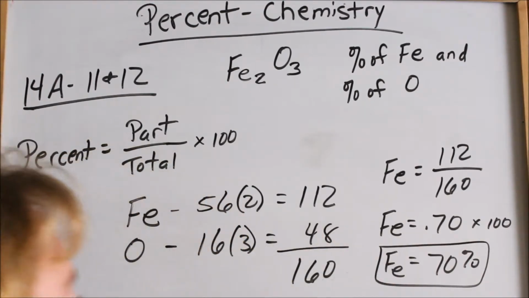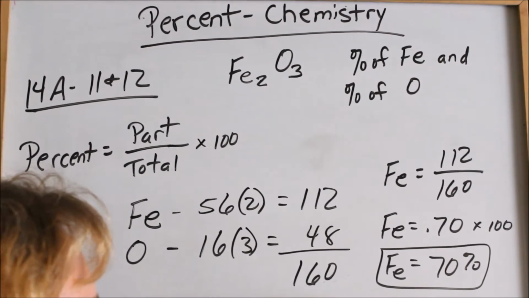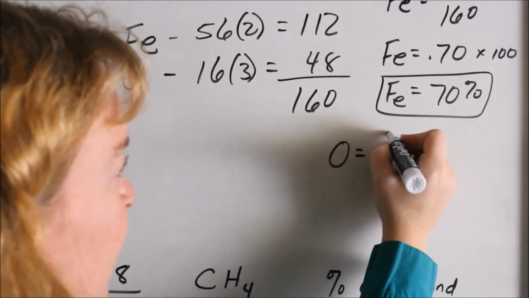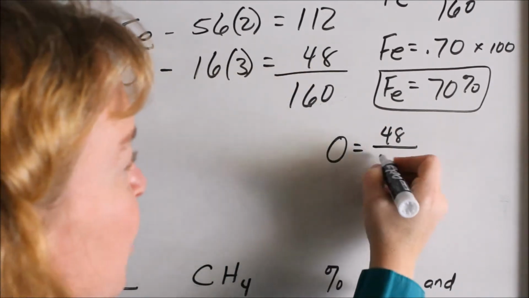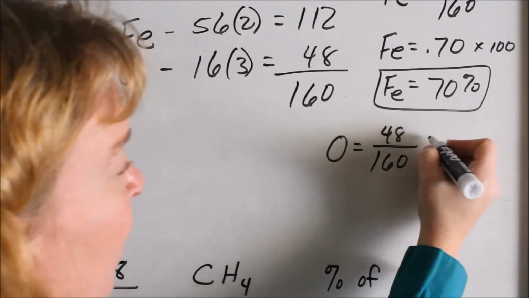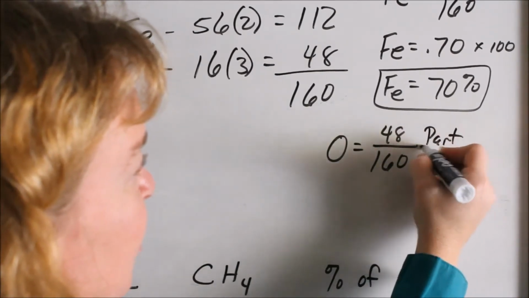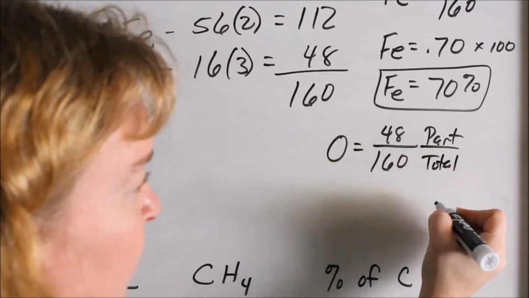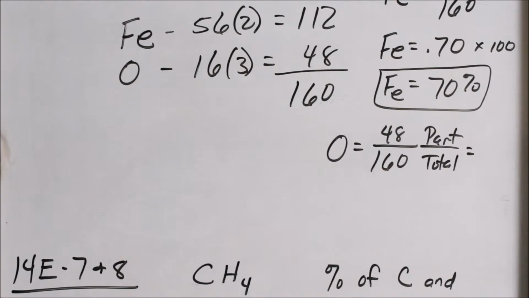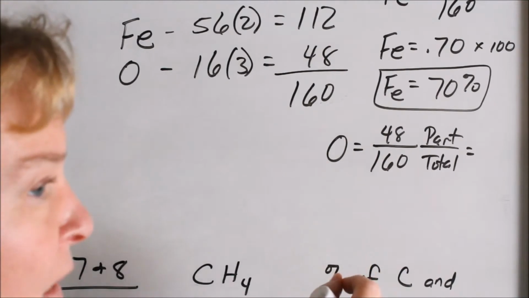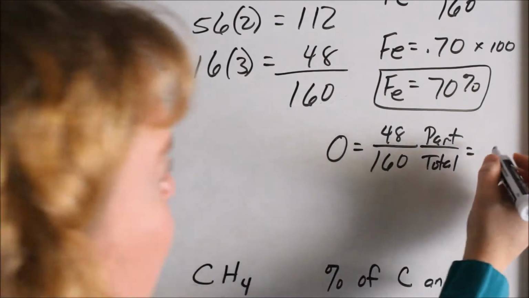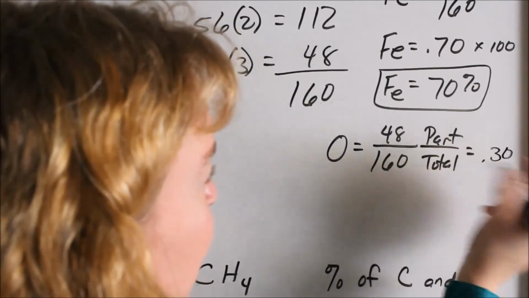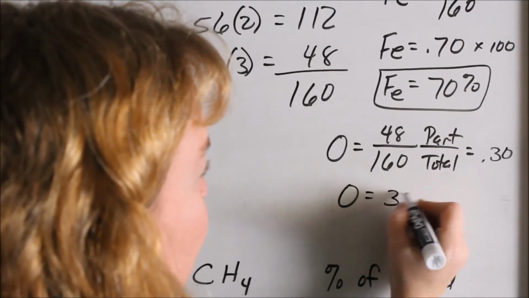Okay, now we need to find the percentage of oxygen. For oxygen, we do the part over the total. So oxygen individually in this compound is 48, and then over the total compound is 160. So where did I get these numbers? That's the part, the oxygen, over the total. So take your 48 divided by 160. Be sure not to do 160 divided by 48 in your calculator. Do 48 divided by 160 first, and you get 0.30. Turn that into a percentage by multiplying by 100, and that will be 30%.